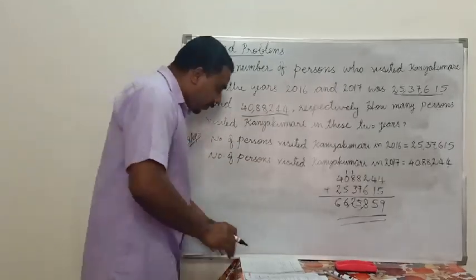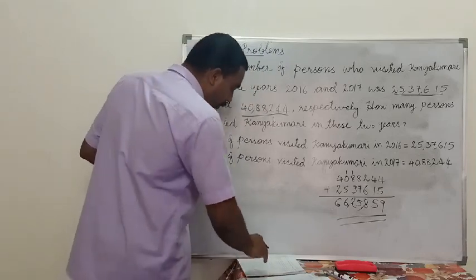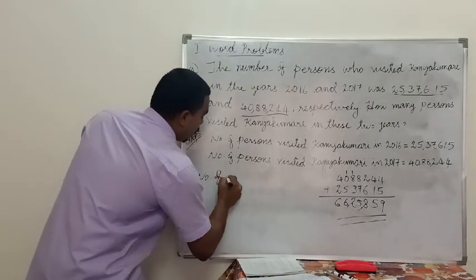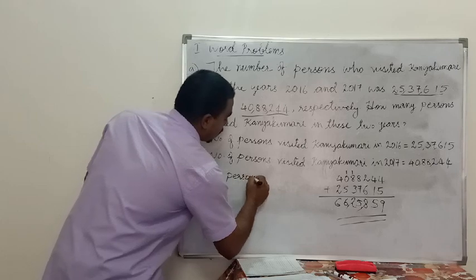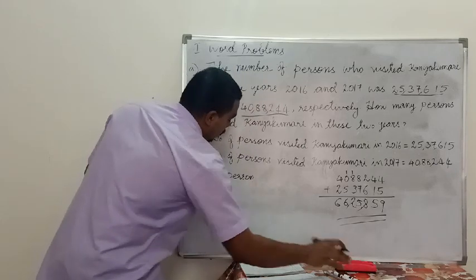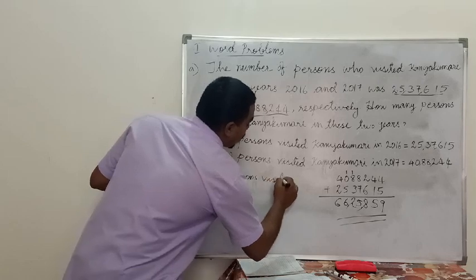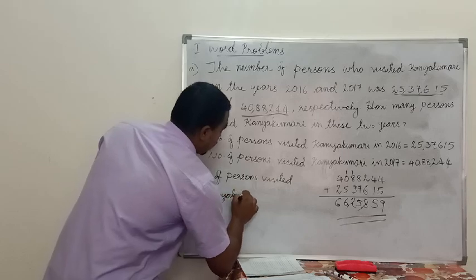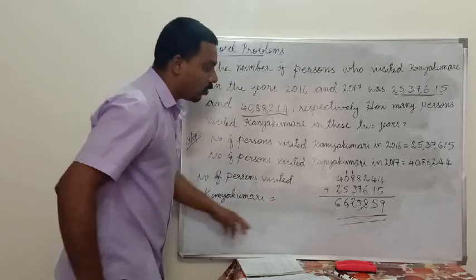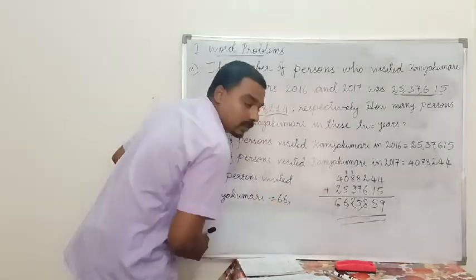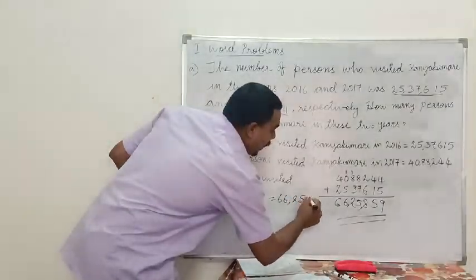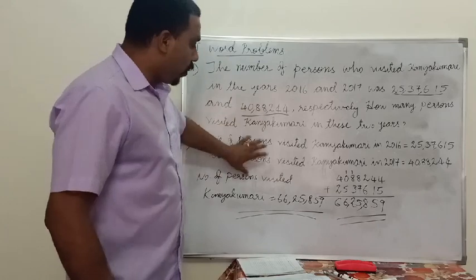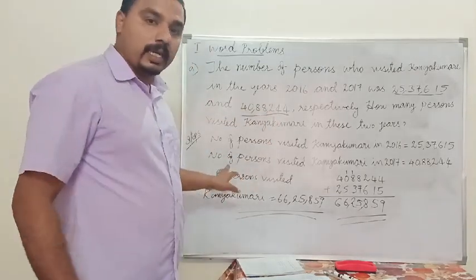In this way, number of persons visited Kanyakumari is equal to how much? 66 lakh 25,859. Okay, so after solving all this, remember you have to write the answer in a sentence in this way.